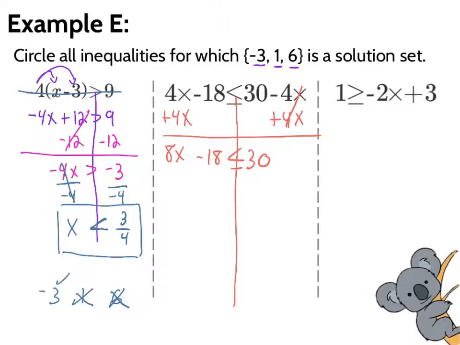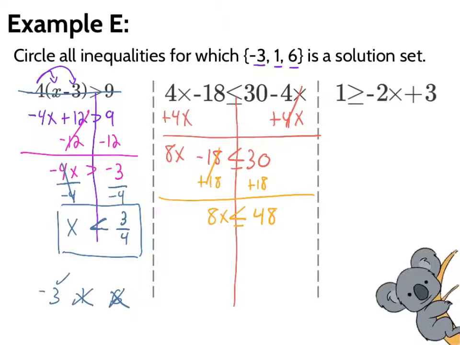Now I've got a regular two-step inequality, so I'm going to add 18 to both sides to get rid of my constant. -18 and +18 are going to cancel. Bring down my 8x. Bring down my sign. I didn't multiply or divide by a negative, and 30 plus 18 is going to be 48.